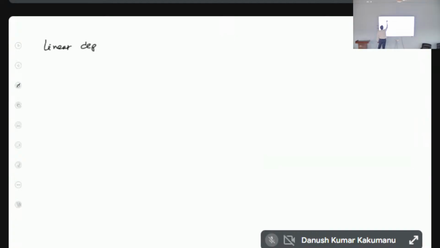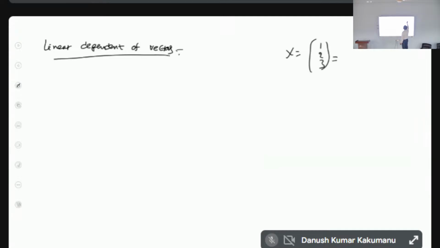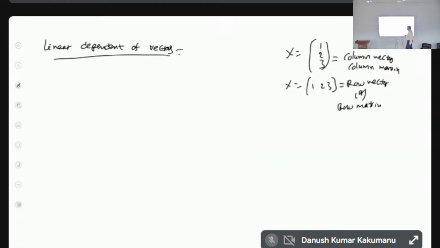Linear dependence of vectors. Vectors here means whatever we discussed, eigenvectors also. If you take the vector x as 1, 2, 3 written vertically, this is a column vector. If you write the vector like this, 1, 2, 3 horizontally, it is a row vector. A column vector is also called a column matrix, and a row vector is also called a row matrix.